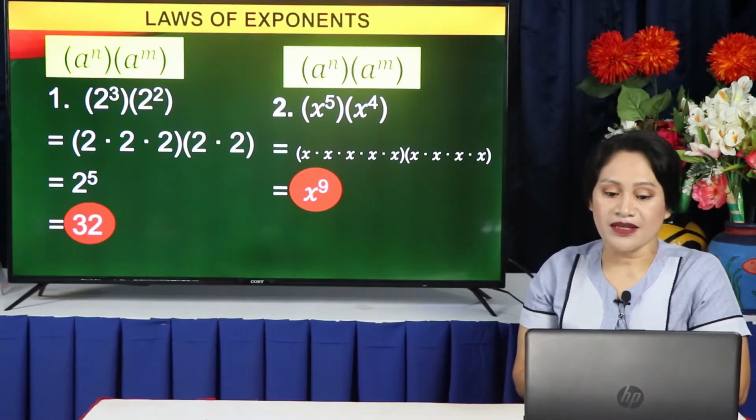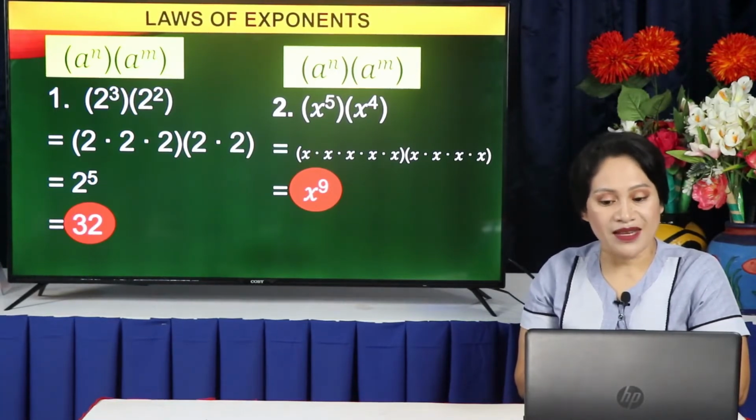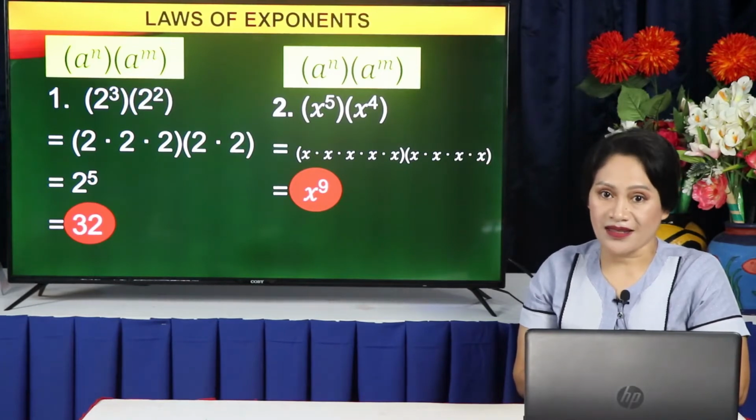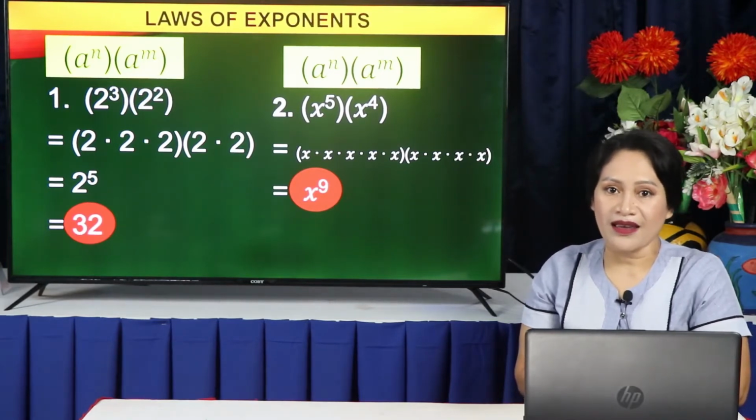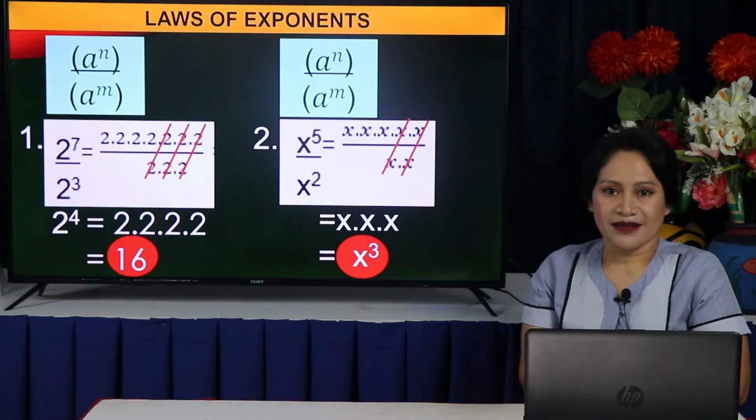Simplified, it becomes x times x times x times x times x multiplied to x times x times x times x. And finally, you have x to the power of 9. Let's proceed to the next.